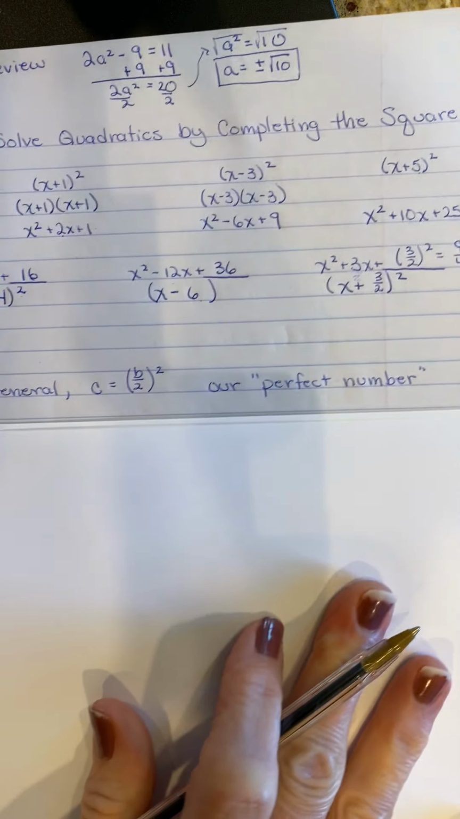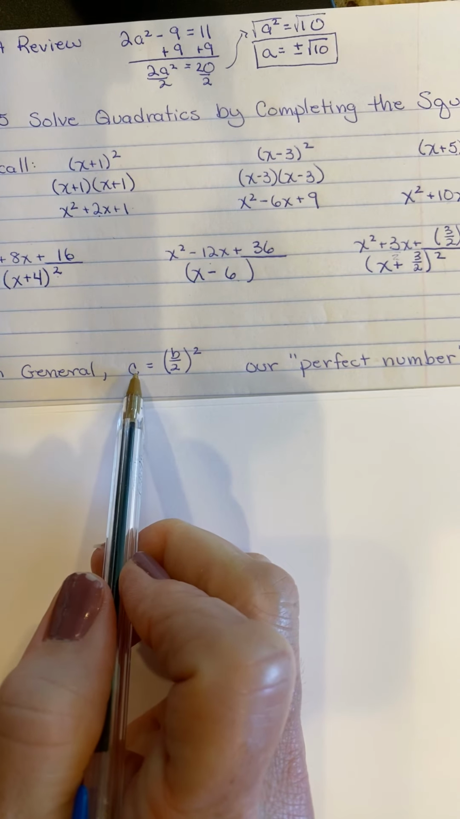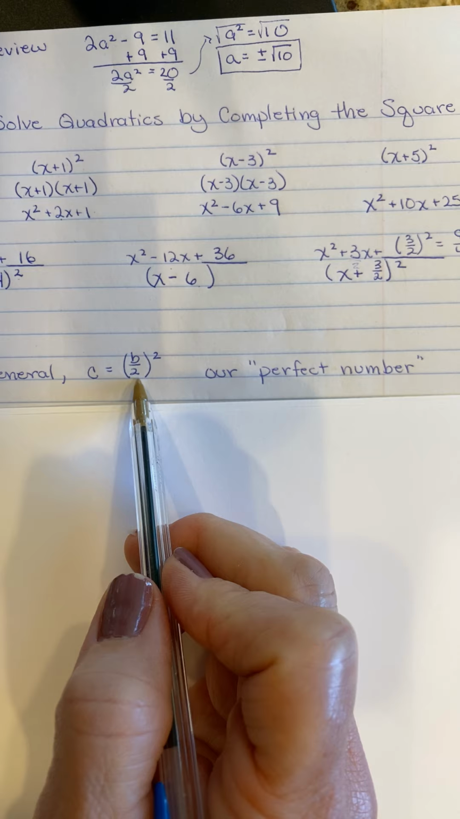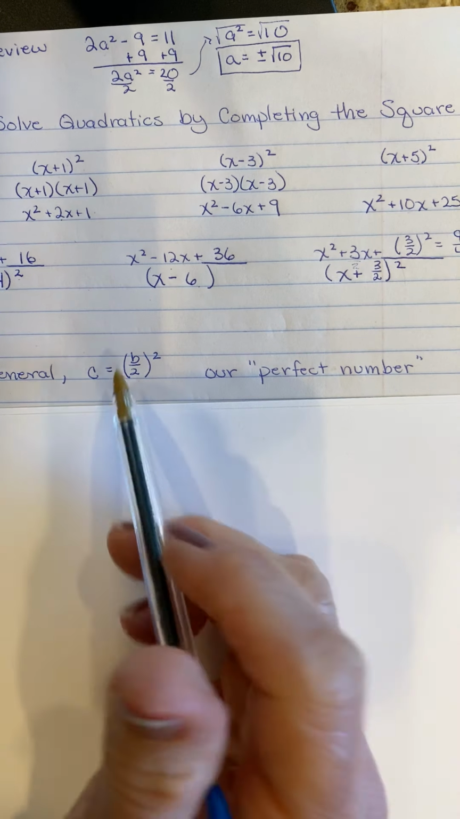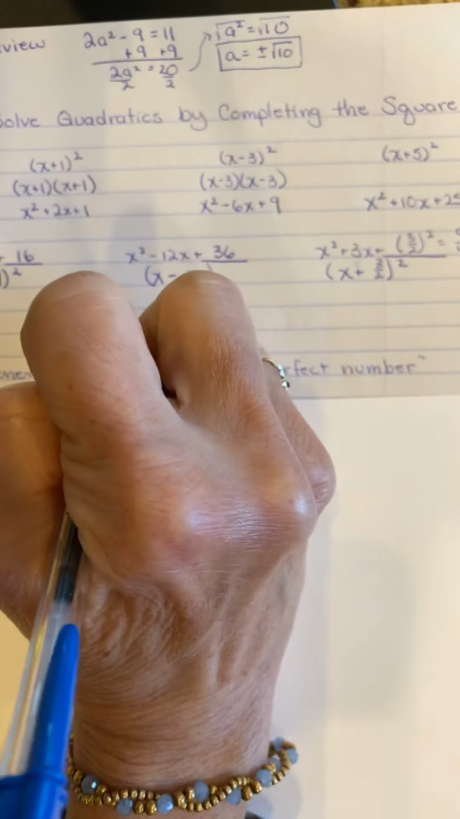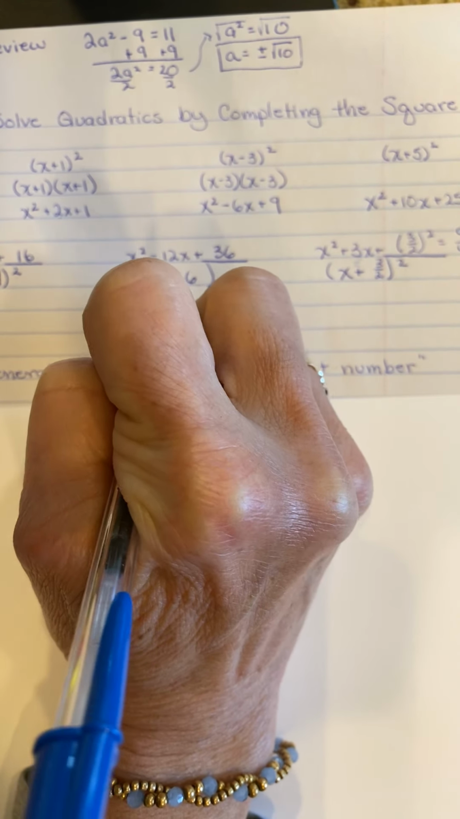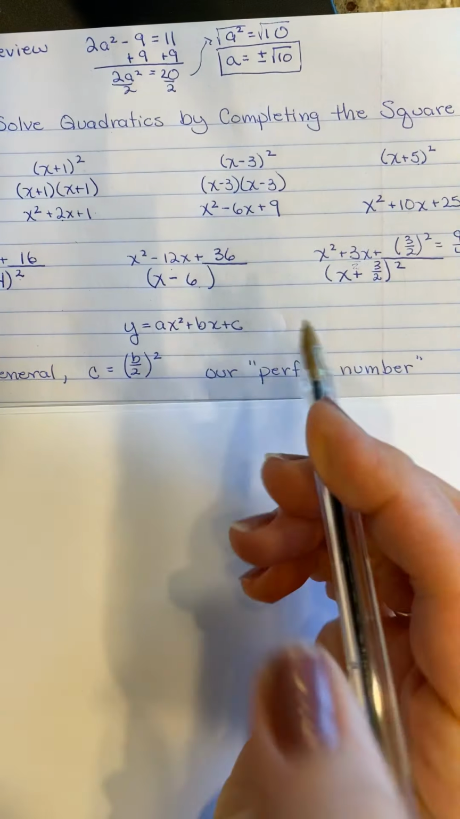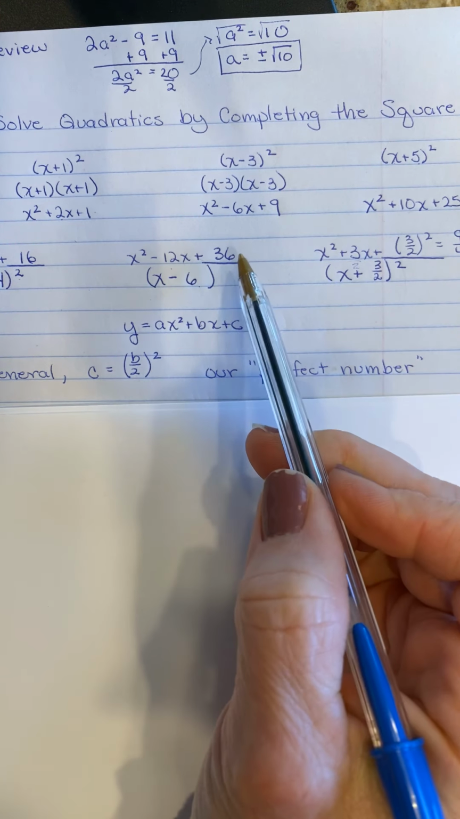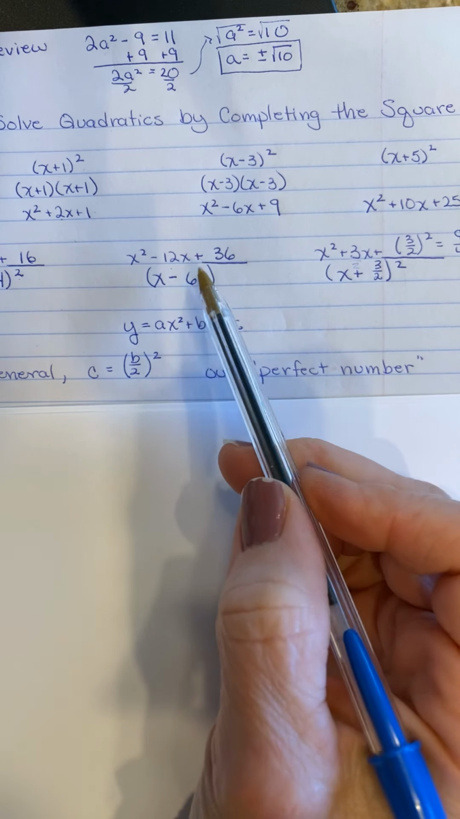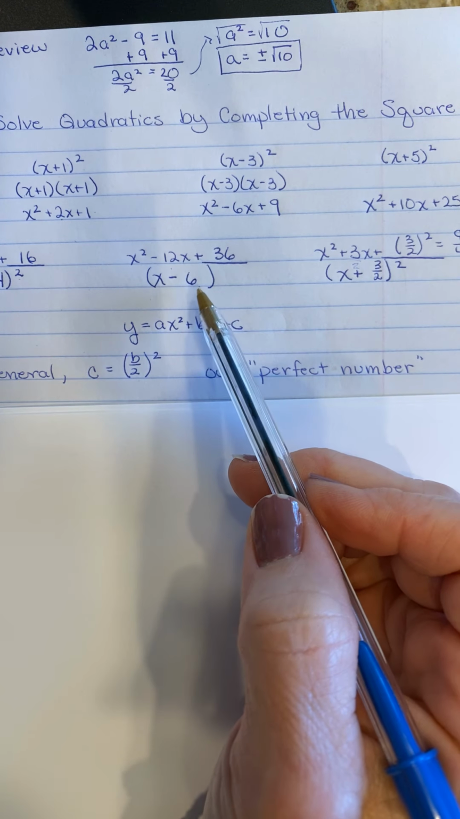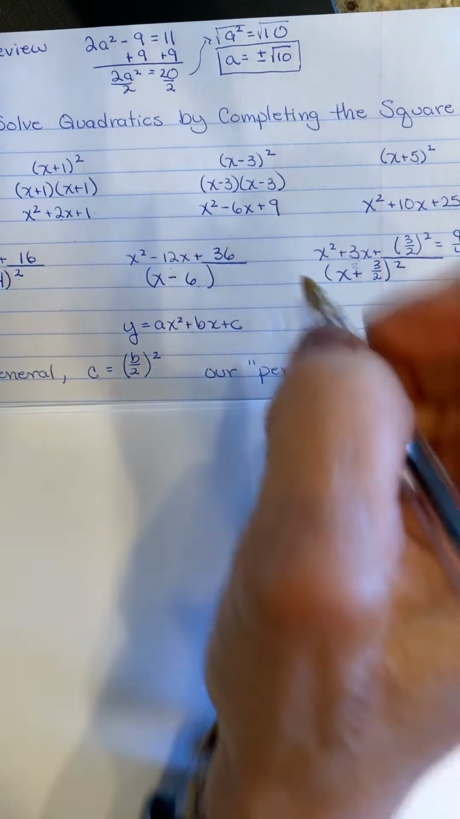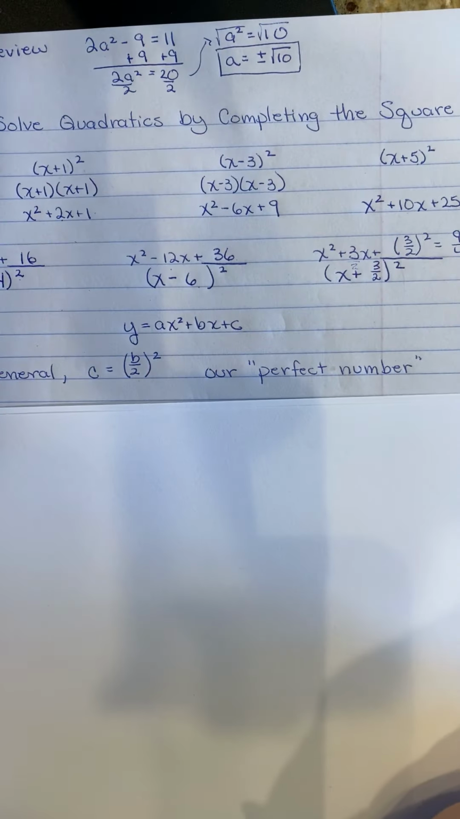All right. In general, your C, your perfect number, is half of the B and then squared. Where are the A, B, C coming from? The standard form, y equals ax squared plus bx plus c. So our C, our perfect number that goes here, is half of the B and then squared. C is half of this and squared. And then factoring, oop, forgot my little squared there.